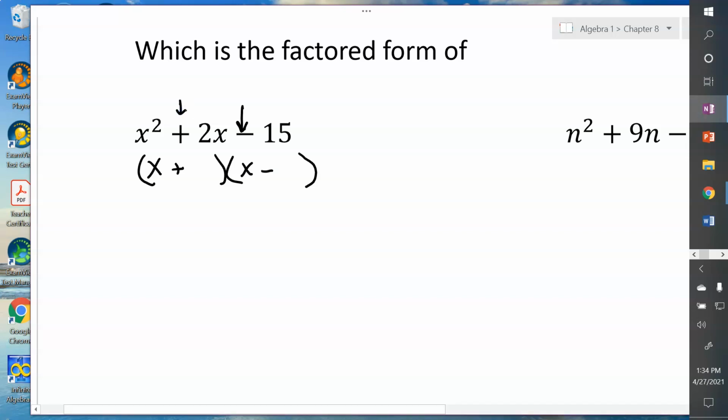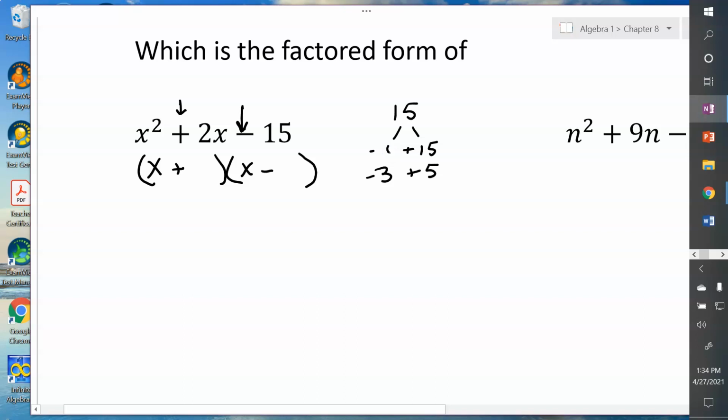So I'm going to take my 15. I'm going to look for factors of 15. One's positive and one is negative. So 1 and 15, I'll go ahead and make the first one positive and the second one negative. And then 2 doesn't work. 3 and positive 5, that would work.